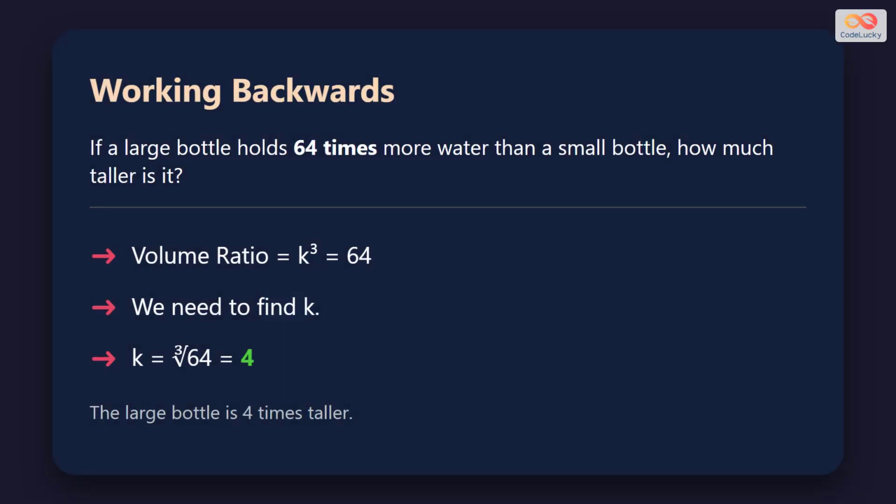Sometimes you might need to work backwards. Imagine you know a large bottle holds 64 times more water than a small one. The volume ratio is 64. To find the scale factor K, we take the cube root of 64, which is 4. The large bottle is 4 times taller.